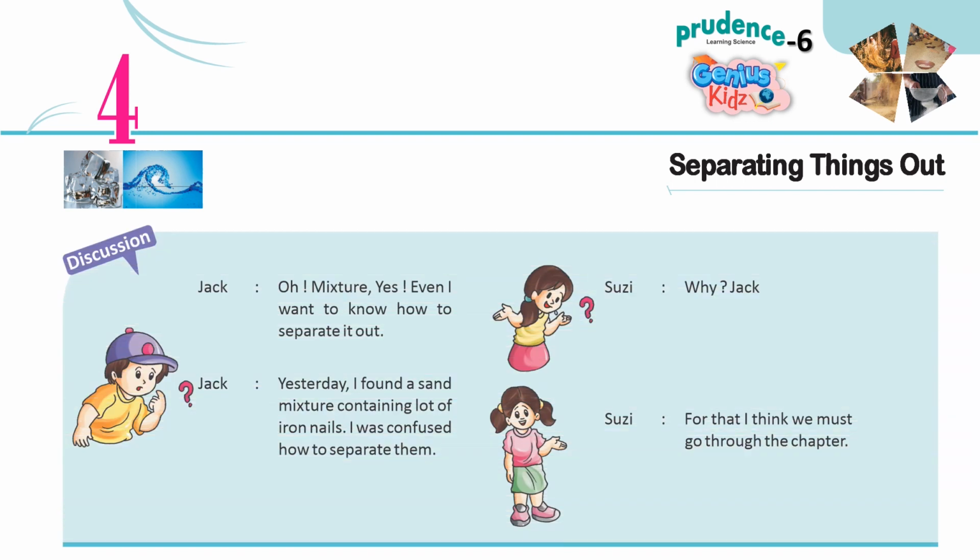Discussion. Jack: Oh, mixture, yes. Even I want to know how to separate it out. Susie: Why? Jack: Yesterday, I found a sand mixture containing lots of iron nails. I was confused how to separate them. Susie: For that I think we must go through the chapter.